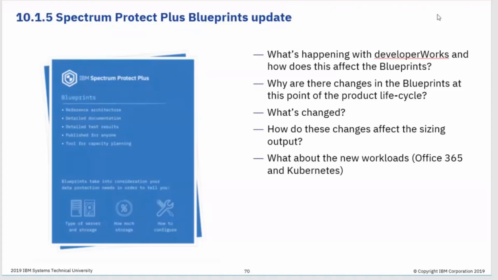We'll talk about that. Why are we making changes in this part of the product life cycle, and obviously what's changed. And we'll look specifically at a sizing example to demonstrate what effects these changes have had in the output that you'll be looking at. And then we'll quickly cover, we have a couple new workloads, Office 365 and Kubernetes. We'll quickly talk about what you can do with the sizing spreadsheet to size those.